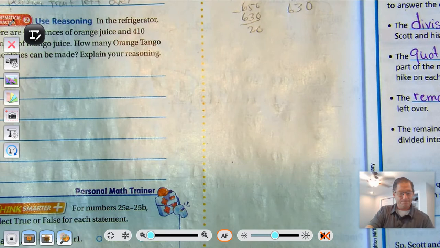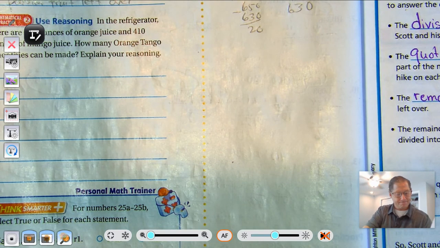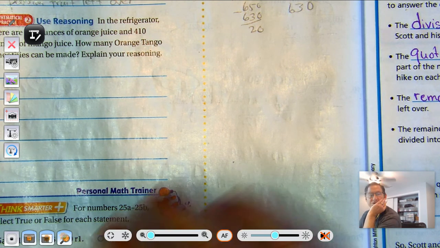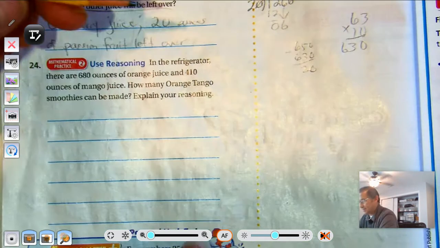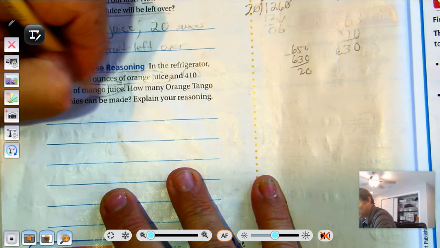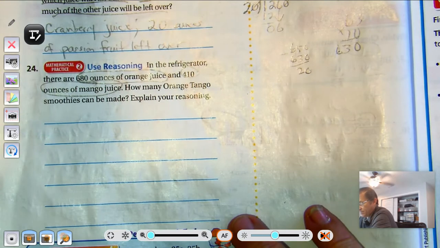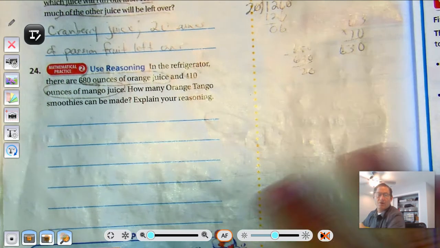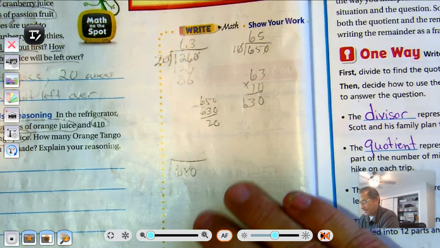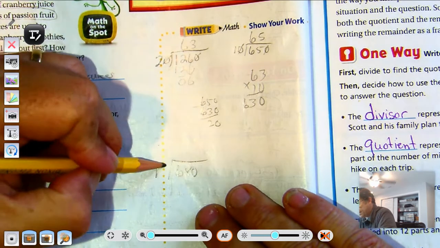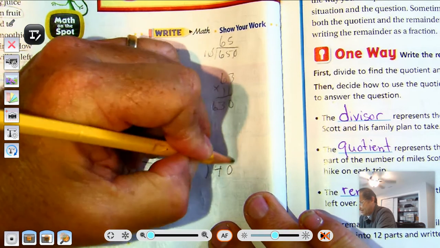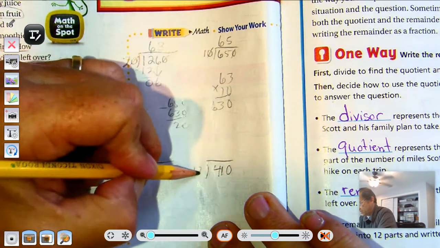Okay, 24. In the refrigerator, there are 680 ounces of orange juice and 410 ounces of mango juice. How many orange tango smoothies can be made, and explain your reasoning? All right, so we have 680 ounces of orange juice, and it takes 18 ounces per drink, and mango juice 410, and we're going to use 12 ounces per drink.